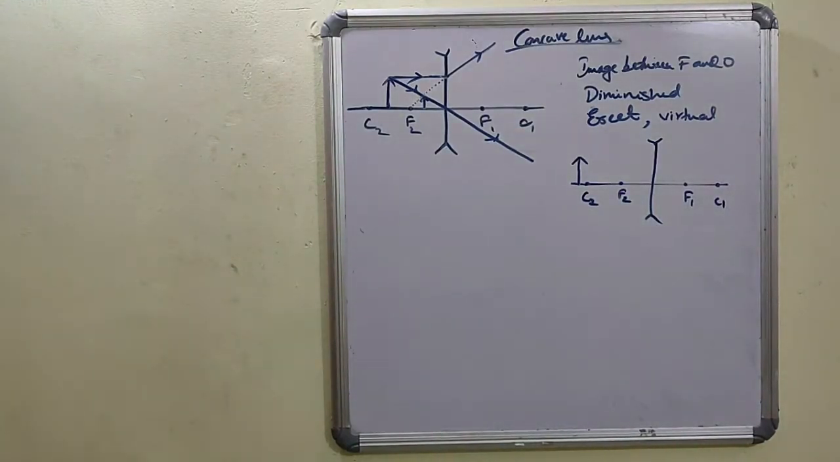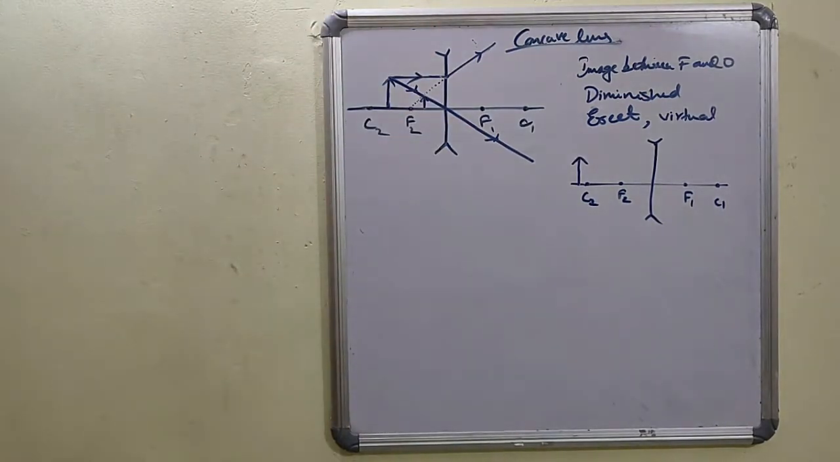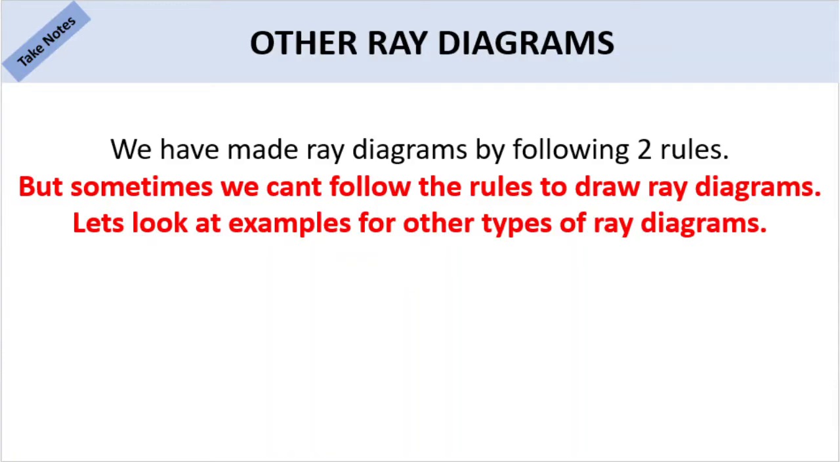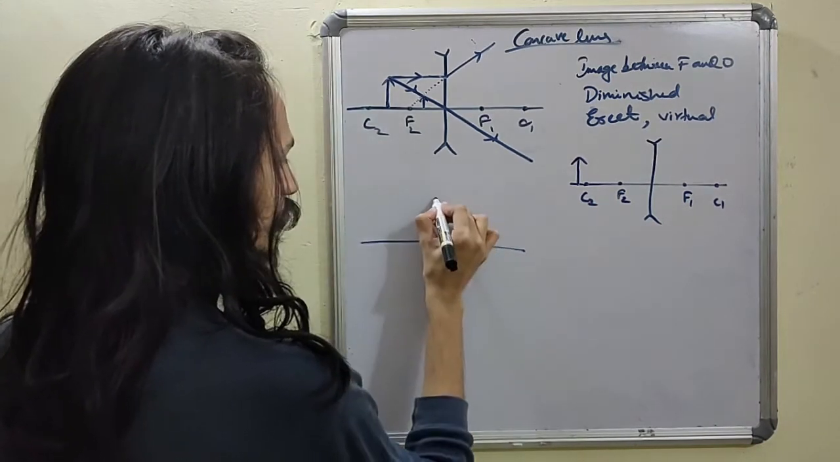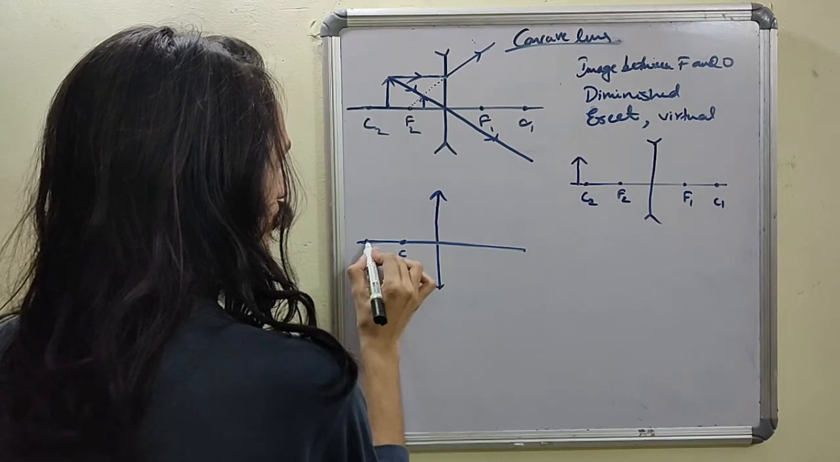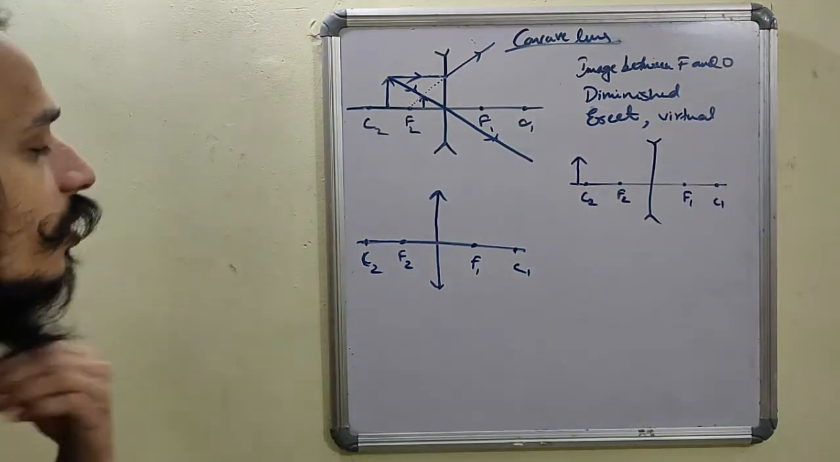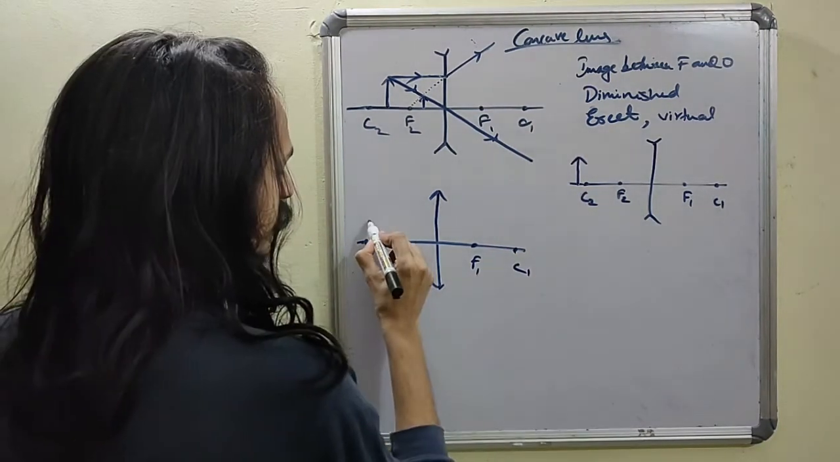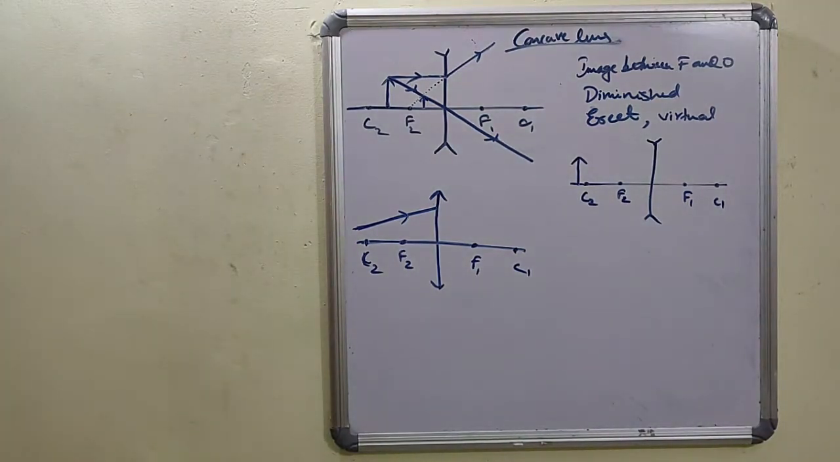So now what I want to ask you is, sometimes you get cases like this where you can directly use parallel and through the focus and all of that. But what if you're asked to do it without any of these rules? Then what? For example, say that I have a case where, assume there's a convex lens. Now what if someone gives me a ray of light going like this, how will it reflect, where will it go?